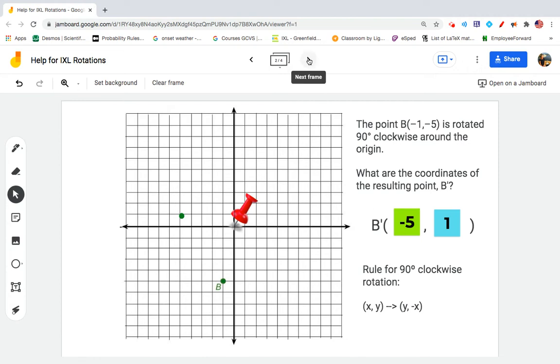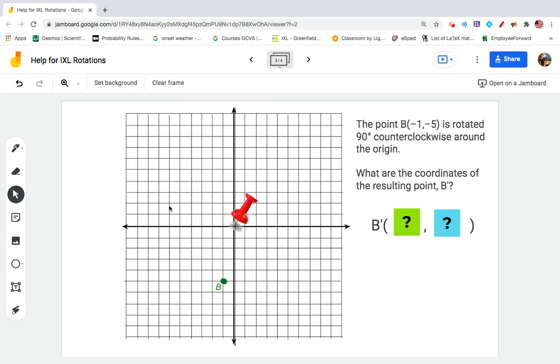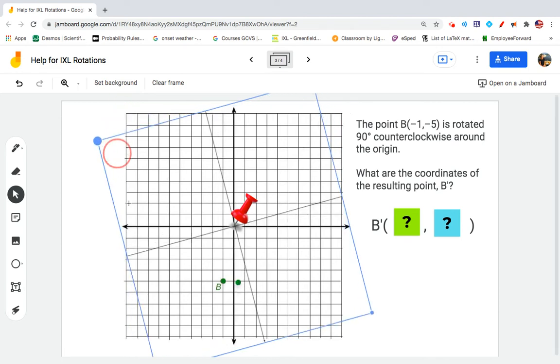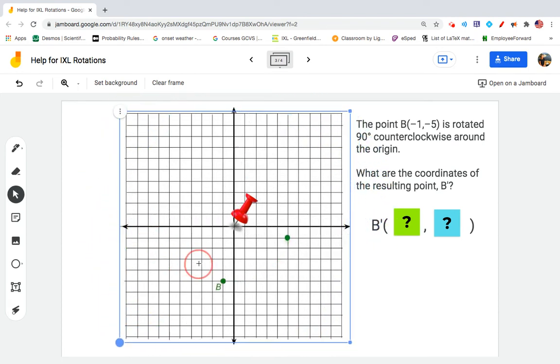All right, let's look at another example. Same point, B, with coordinates -1, -5. This time it is going to be rotated 90 degrees counterclockwise around the origin. Same thing, I put a piece of tracing paper on top. I've marked out my x and my y axis, and I've placed a thumbtack right there. This time I'm going to go 90 degrees counterclockwise. So counterclockwise is the opposite way that a clock moves, and I'm going to stop when I've made my 90 degree counterclockwise rotation, and notice where my point B prime has landed this time, 5, -1.